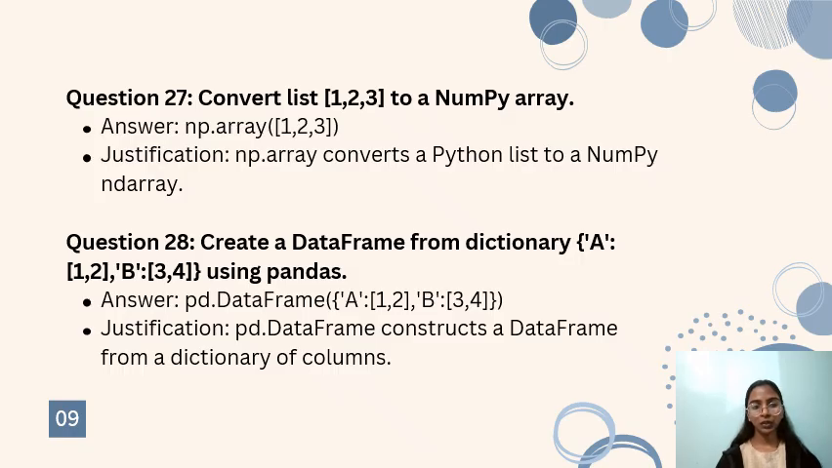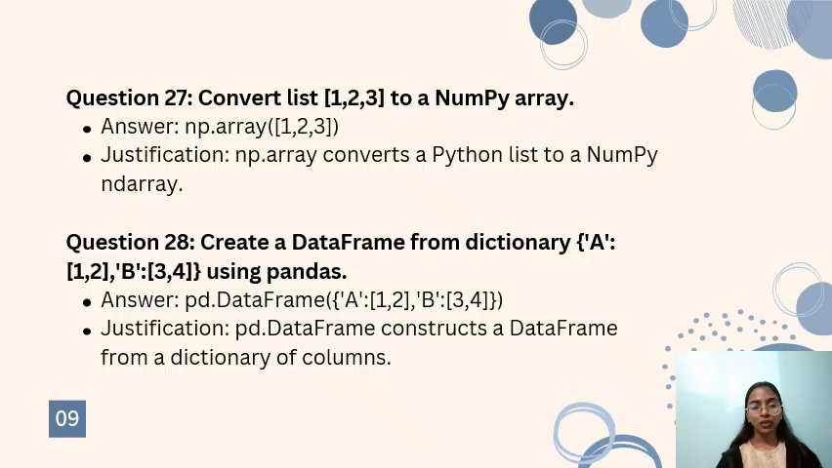Moving towards question number 27. Convert list 1, 2, 3 to a NumPy array. We need to convert a list to an array. np.array converts a Python list into a NumPy array. It is a function of NumPy, np.array([1, 2, 3]), and using this we can convert a list into an array.